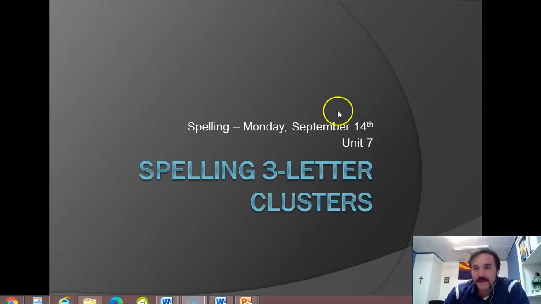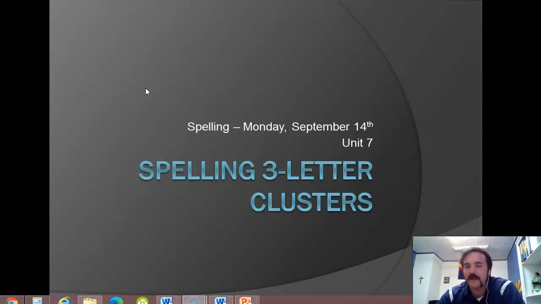We are on Unit 7 in your spelling books, and here's what we're focusing on, these three-letter clusters. If you wonder what a cluster is, it just means a group of three letters, and in this case it's going to be three consonants. And here's what I like about this lesson: you can really take your time and sound it out, and you can understand how to spell it by sounding it out.